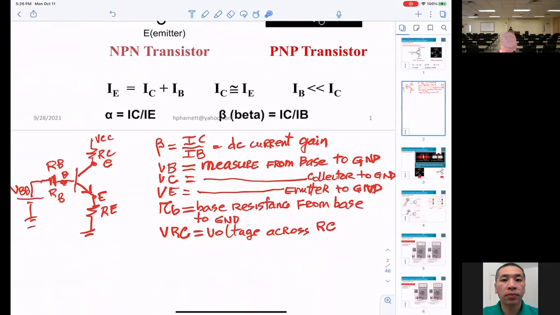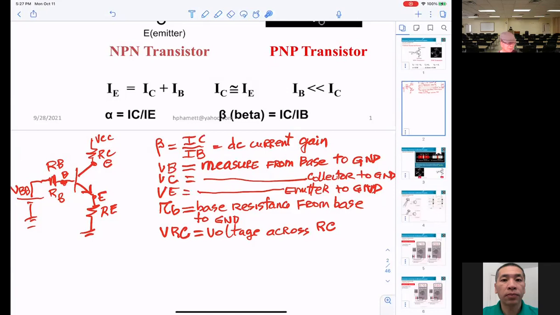And also, when we're talking about VB, the voltage at the base, if you use a meter to measure, that means the high side connects to the base and the low side connects to the common, the ground. The same thing for VE, and the collector voltage VC, okay? Connect from the terminal to the ground.